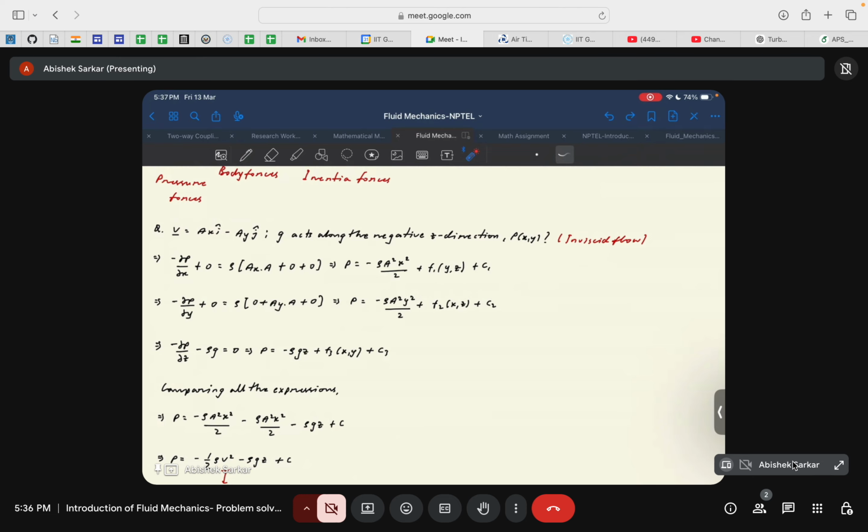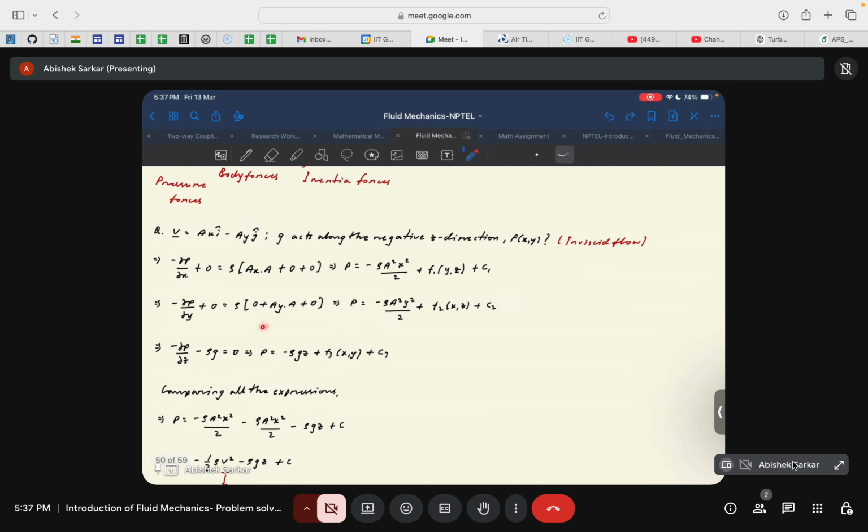Okay, similarly minus dou p by dou y plus 0, because there is no body force along the y direction, so we will have rho 0 plus ay dot a. You will see that there is no dependence of the y velocity component on the x and z coordinates, so the derivatives dou v by dou x and dou v by dou z would be equal to 0. So we'll end up with this equation.